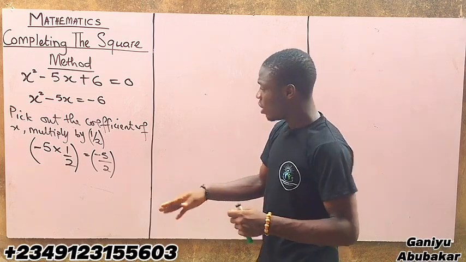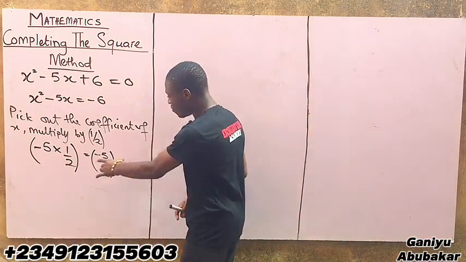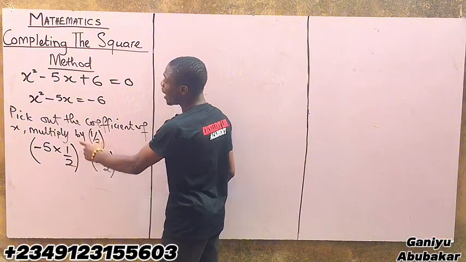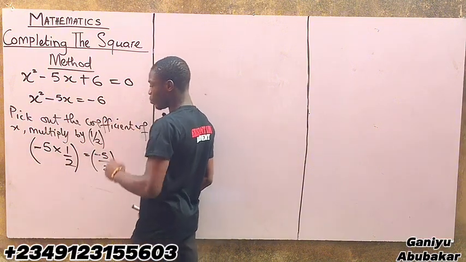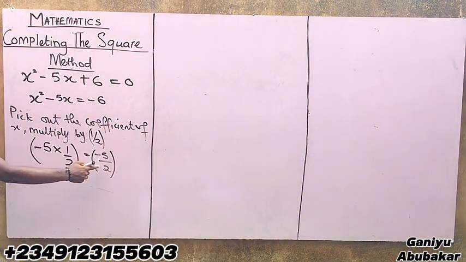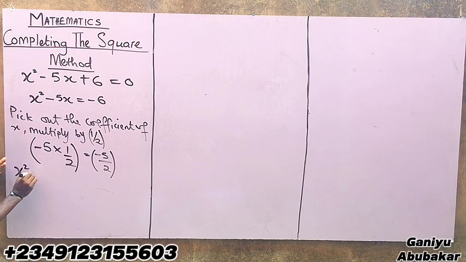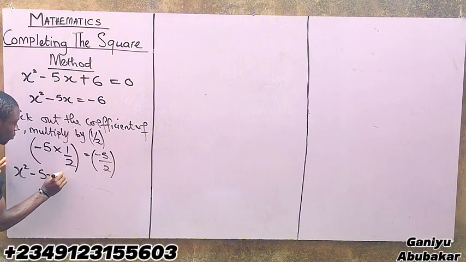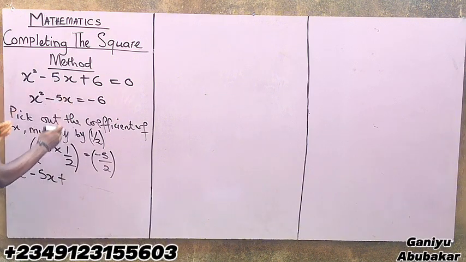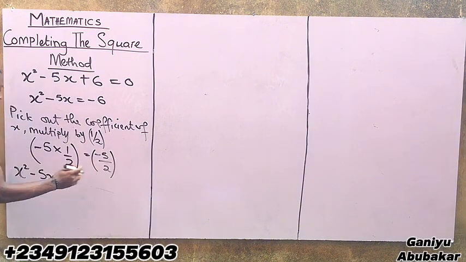What's the next task? The next task is to take this value and add it to both sides of the equation. So next task is that I'll pick this value here. So I'll have x squared minus 5x, and I will add this value plus, I'm having this one here. I'll now add this value to both sides of the equation and square it, right?